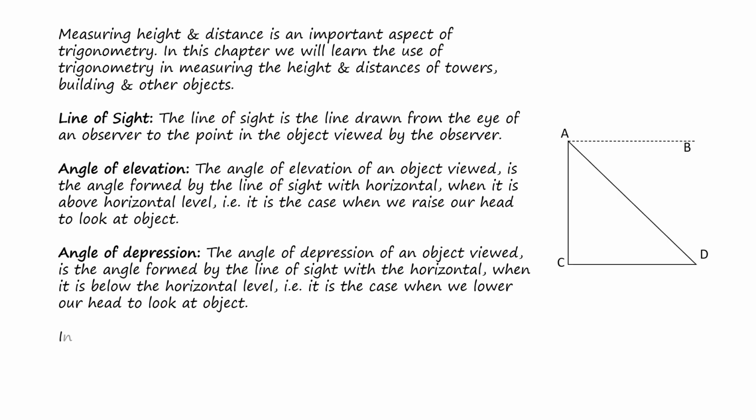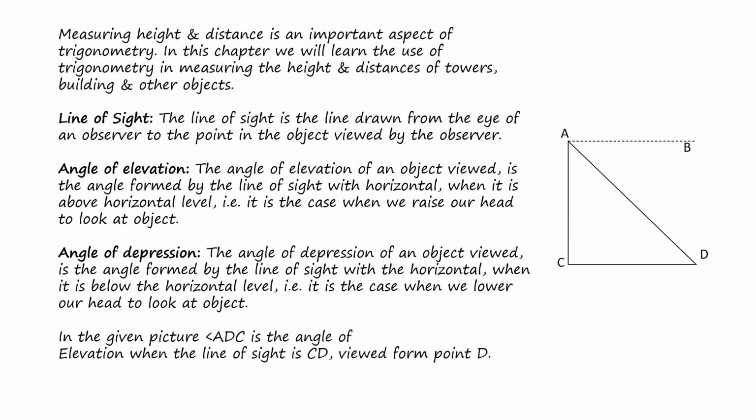Let's consider this picture. In the given picture, angle ADC is the angle of elevation when the line of sight is CD viewed from the point D. That means if an observer is watching from the point D, standing somewhere on the surface CD, and suppose he is looking at an object that lies at the point A, then this angle ADC is called the angle of elevation, because he is raising his head to see this particular object.